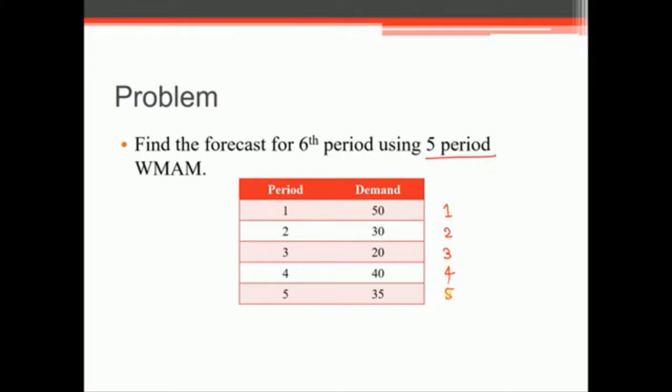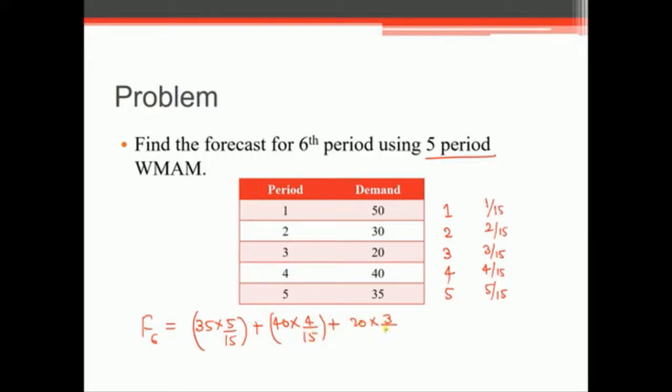What is the total sum? 5 plus 4, 9 plus 3, 12 plus 2, 14 plus 1, 15. So weight fractions will be 1 by 15, 2 by 15, 3 by 15, 4 by 15, and then 5 by 15. Alright. So forecast for the 6th period will be 35 into 5 by 15, plus 40 into 4 by 15, plus 20 into 3 by 15, and then 30 into 2 by 15, and then we have 50 into 1 by 15.